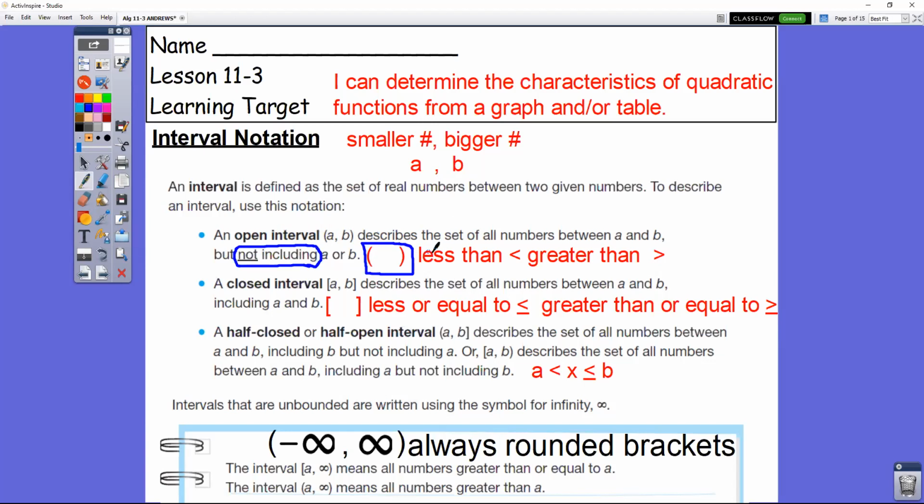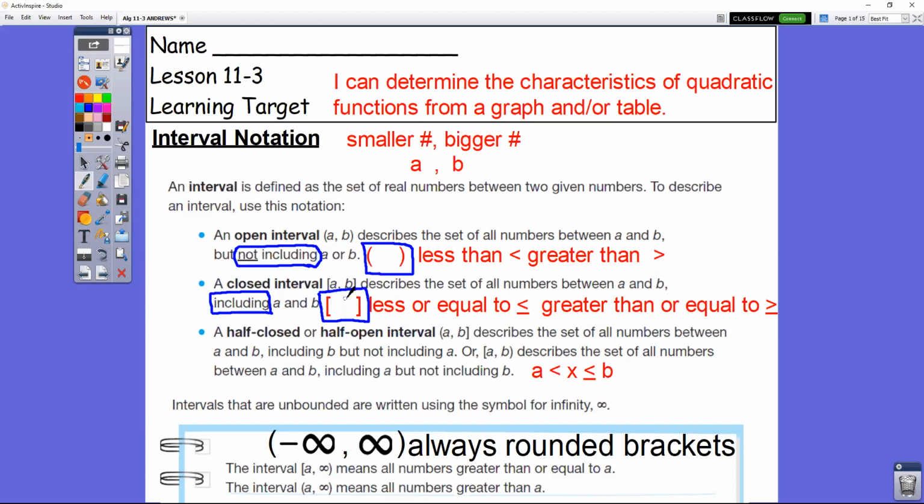This is called an open interval. You're going to use roundy parentheses anytime that you have less than or greater than. It doesn't include the number, all right? That's when you're going to use roundy parentheses. If it includes the number, you're going to use these squarey kind of parentheses. Some people call them brackets. On your keyboard, that's next to the P.